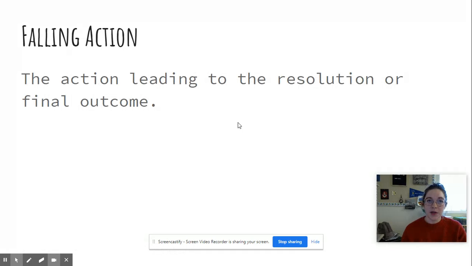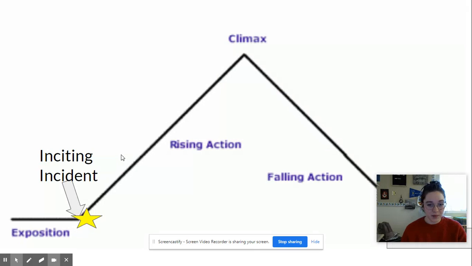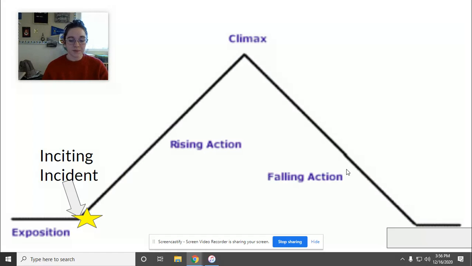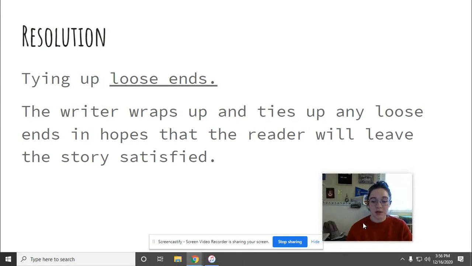Falling action, so once we have our climax, the falling action is everything leading to the resolution or final outcome. And here, I'm going to move my little window here. Falling action is that downhill slope. So the story is starting to come to an end. And the last part here is our resolution.